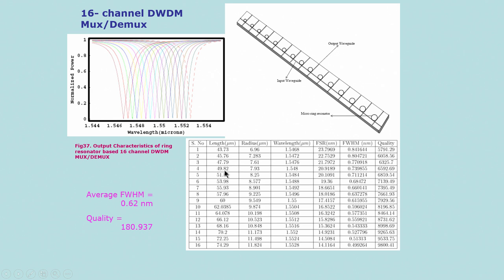So, this table shows the various properties with the channel number, the length, the radius of the ring, then the wavelength of operation that you can drop, and FSR and FWHM and quality factor of each of these. So, from the picture you see that they are almost very uniformly distributed and have uniform attenuation. So, typical in this is the average full width at half maximum of about 0.62 nanometers and the quality factor of the order of 180. This is quite small, but it could be achieved. You can achieve a very high quality factor by proper designs.